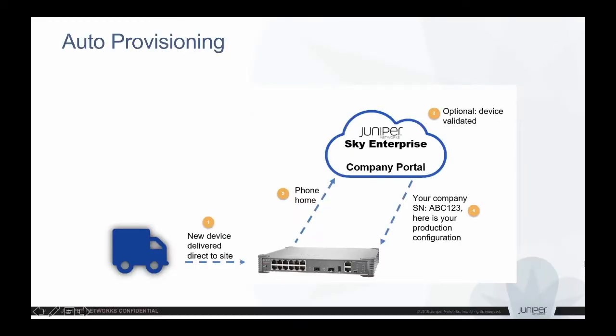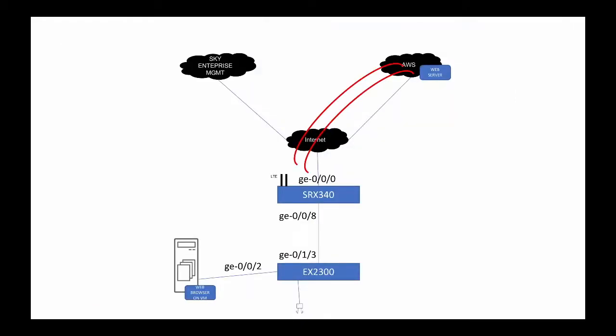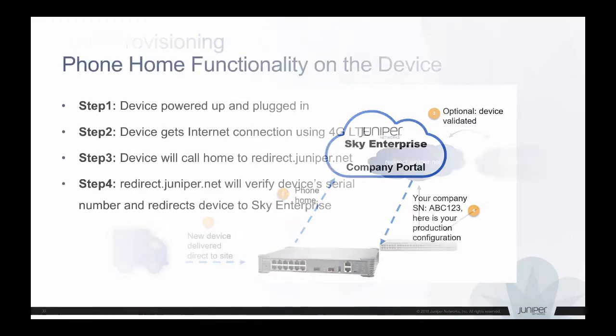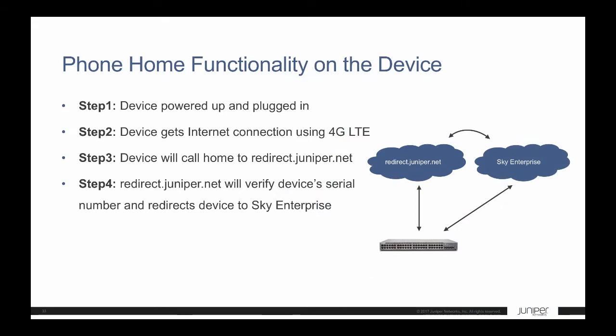In this demo, we will show how to onboard an SRX device without the need for a certified network engineer on site. The devices get shipped to the branch office site. The local personnel at the site will rack and power up the devices and connect cables based on the cabling diagram. When the SRX is powered up in factory default state, it reaches out to redirect.juniper.net automatically using the 4G LTE connection.